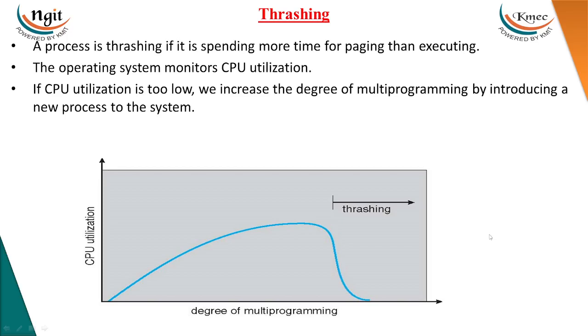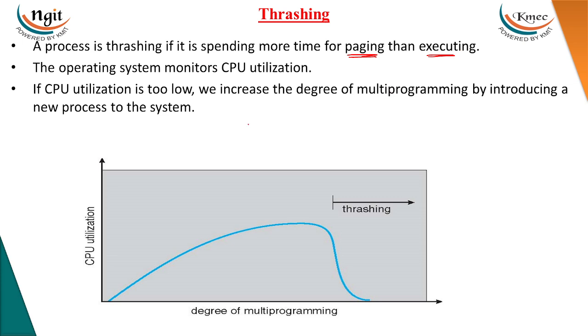Look, next we will see what is meant by thrashing and how thrashing will occur. Okay, so what is the cause of thrashing? The definition of thrashing is: the system spends more time on paging rather than executing a program is called thrashing.